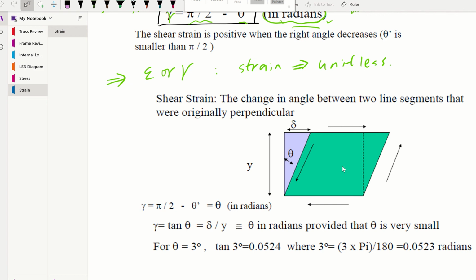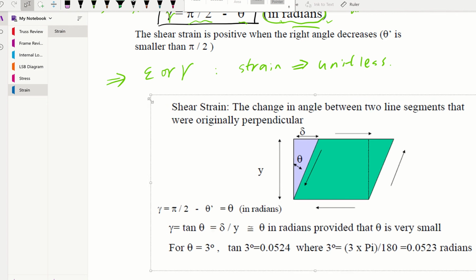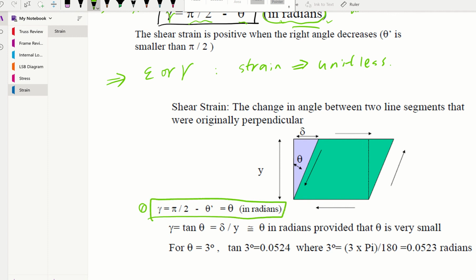Okay, so let's look at unit shear strain. The first equation is pi over 2 minus theta prime. You look at this: this used to be pi over 2, 90 degrees, and this is our theta prime after deformation. So this is going to be our gamma, because it's the difference between pi over 2 and theta prime. And the gamma is equal to this theta, the angle difference here.